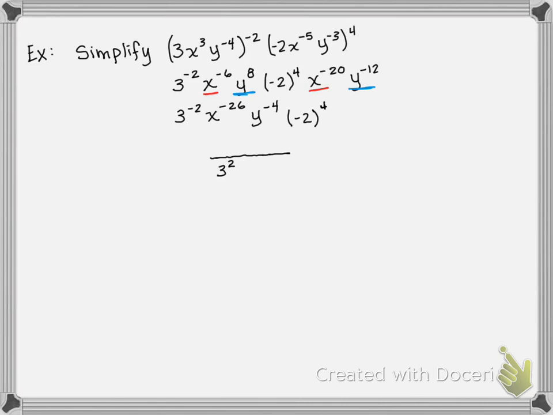Then we have x to the negative 26th, which brings that down to the denominator. That's x to the 26th in the denominator. And same with that factor of y. I'm going to have y to the positive 4th in the denominator. Negative 2 to the 4th, does it have a positive exponent or a negative exponent? Positive, so it stays on the top. Negative 2 to the 4th.